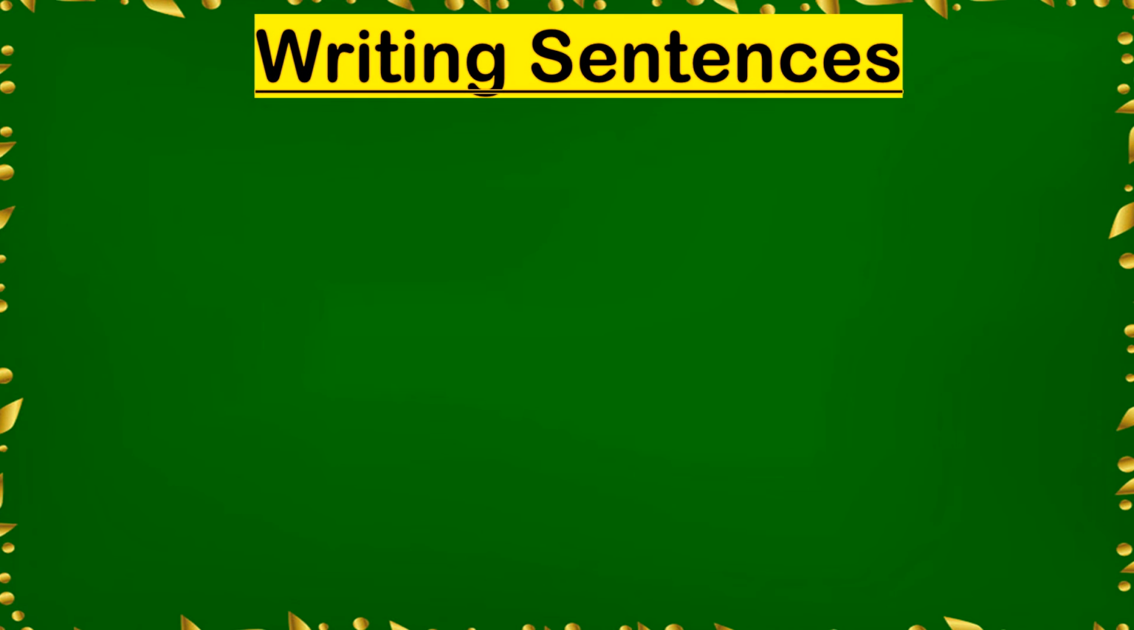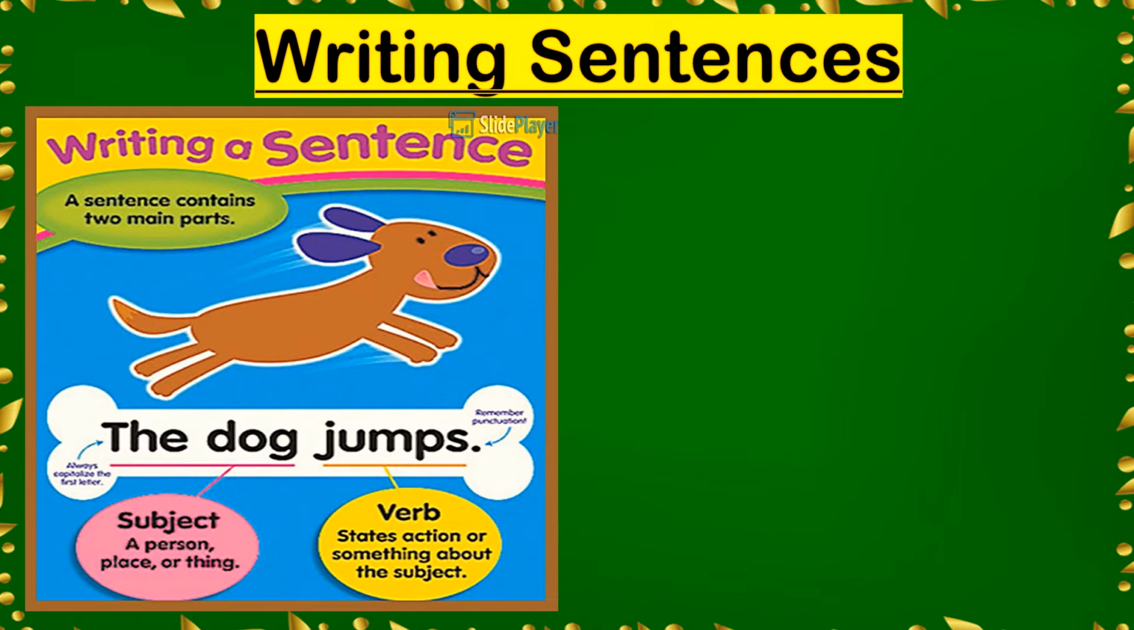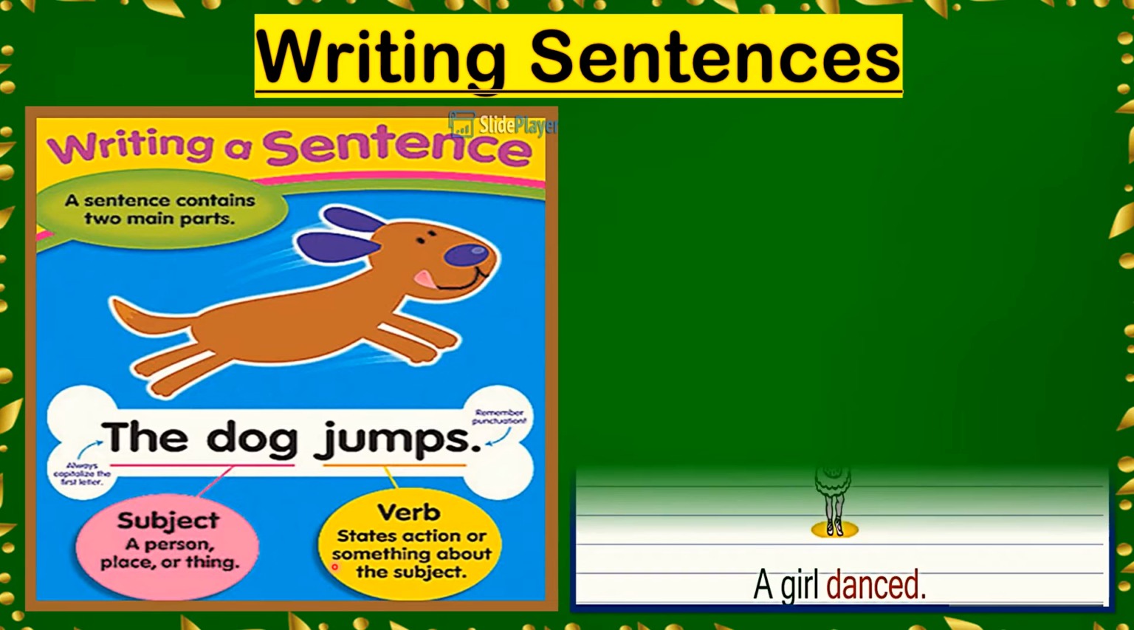Now class, let us discuss writing sentences. A sentence contains two main parts, which we discussed already, the subject and the verb. The sentence here, the dog jumped. We are talking about the dog. The subject can be a person, a place, or a thing. And what did the dog do? The dog jumped. Jump is the verb. It states action or something about the subject.